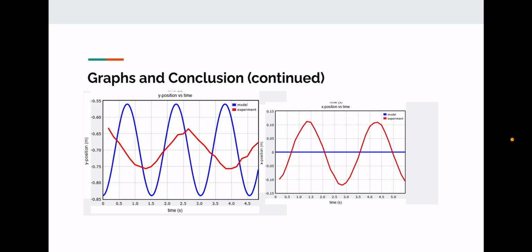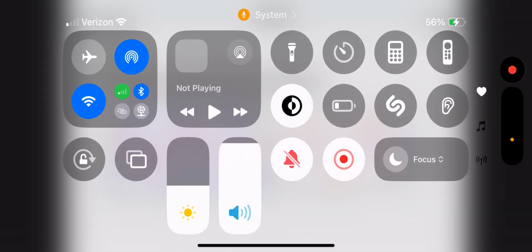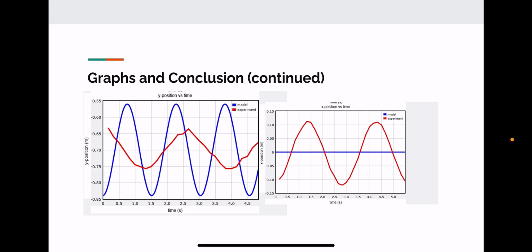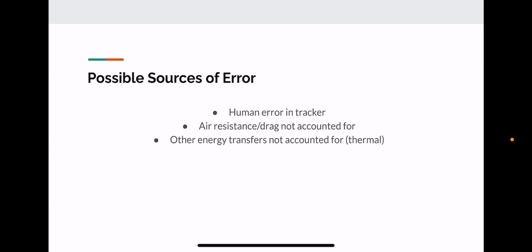Graphs and conclusion continued. We have the position versus time graphs. For the Y position, the experimental model lines up pretty well, but for the X position, the experimental model doesn't line up super well with our model, and that's because we didn't really include the initial X velocity vector. Possible sources of error: human error in Tracker, air resistance not accounted for, and other energy transfers like thermal not accounted for.